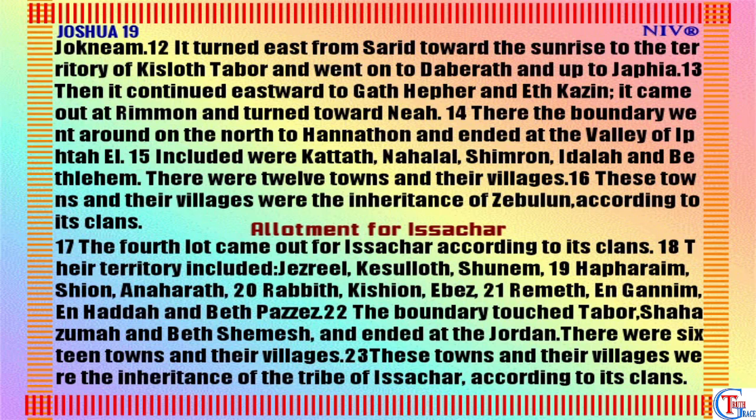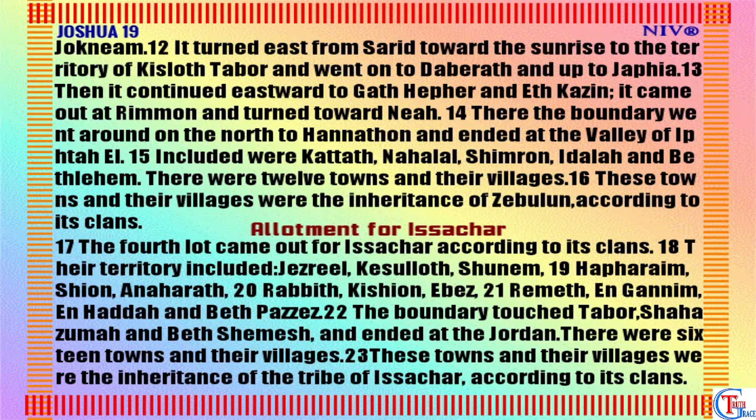Included were Kattath, Nahalal, Shimron, Idalah, and Bethlehem. There were 12 towns and their villages. These towns and their villages were the inheritance of Zebulun according to its clans. The fourth lot came out for Issachar according to its clans.